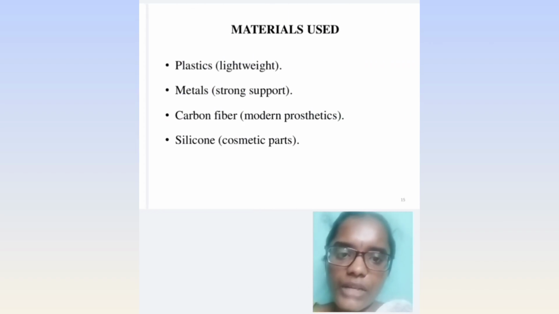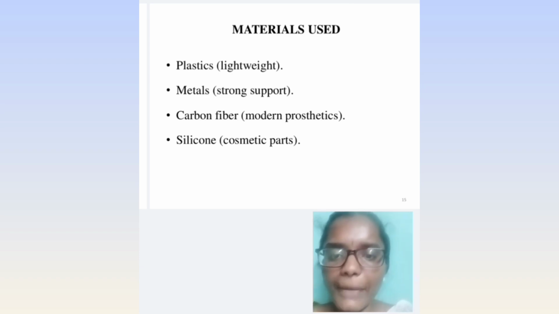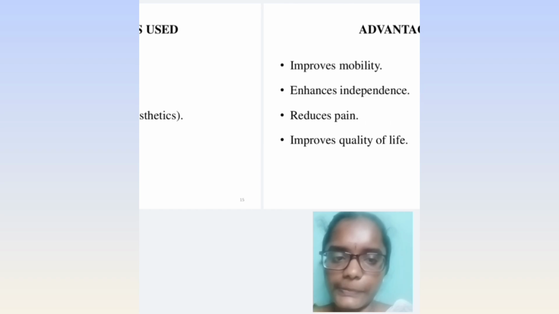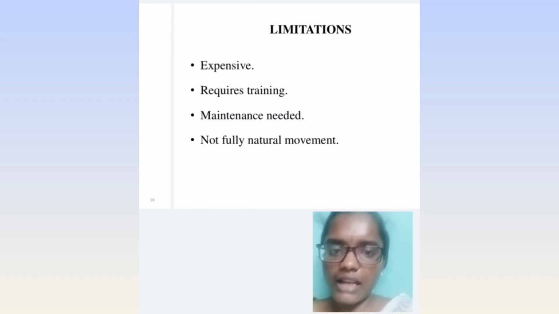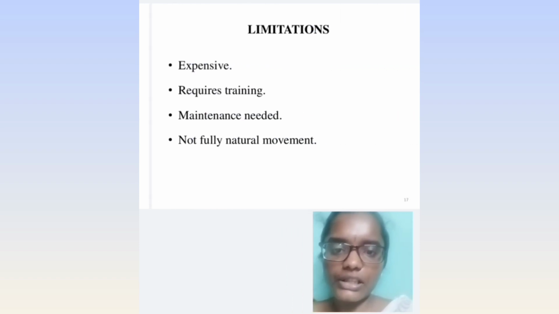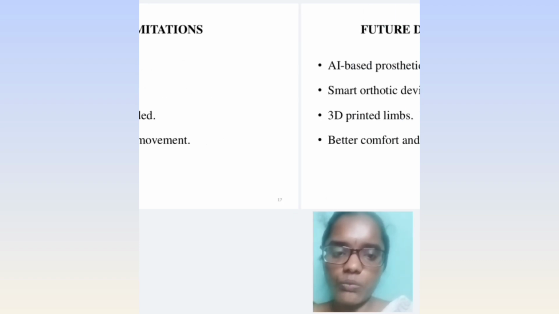And what materials are used? Plastics, which are lightweight. Metals, for strong support. Carbon fiber, for modern prosthetics. Silicone, for cosmetic parts. And then advantages: improve mobility, enhance independence, reduce pain, improve quality of life. And then limitations: very expensive, require training, maintenance needed, not fully natural movement.